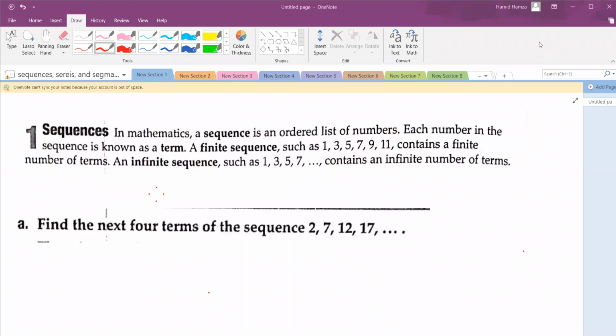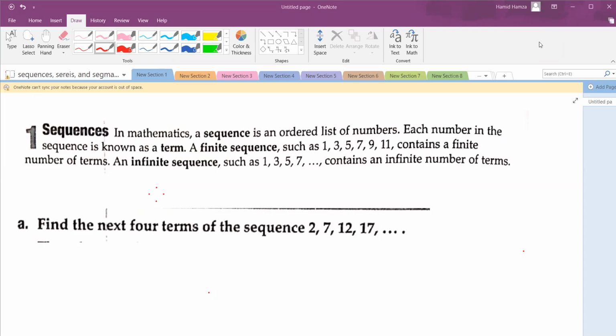So our lesson today is about sequences. A sequence is a list of what? A list of ordered numbers. The numbers increase or decrease in a specific way. We have two kinds of sequence.